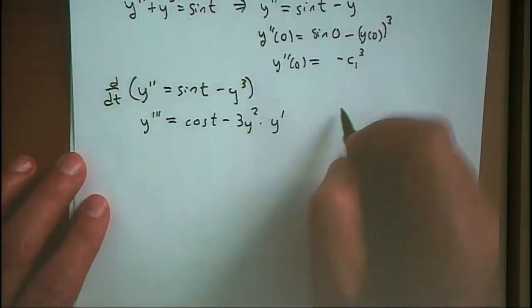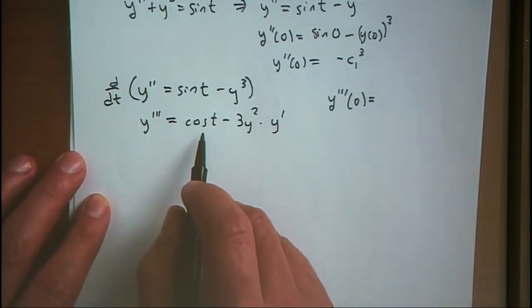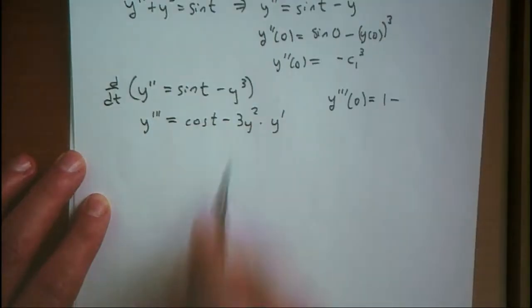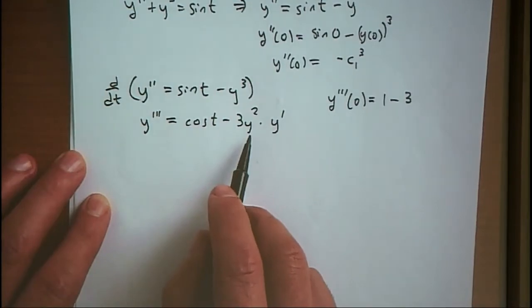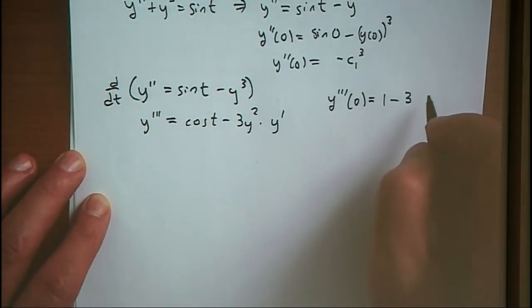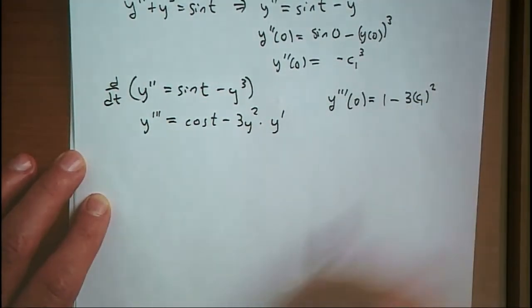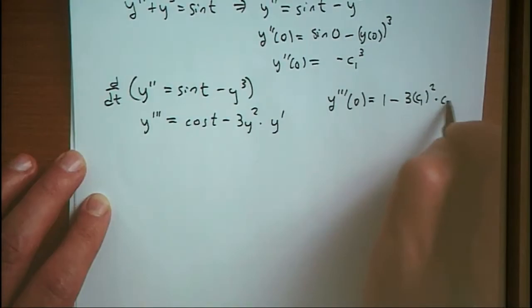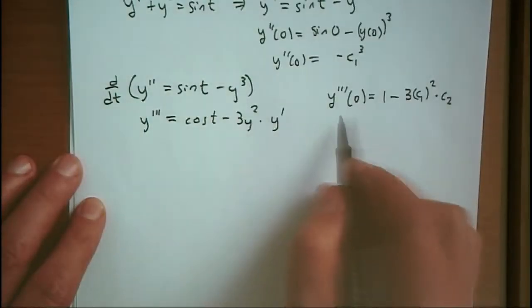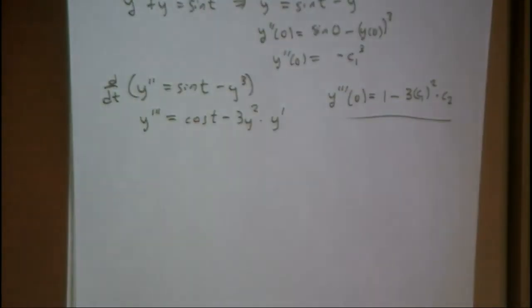So from this, we can get y triple prime at 0 pretty easily. y triple prime at 0 is equal to, well, cosine of 0 is 1. It's 1 minus 3 y squared. Well, y at 0 is c1, so it'll be c1 squared. And then y prime at 0, that's what we call c2. So now we have an expression for y triple prime. So y triple prime looks like that.